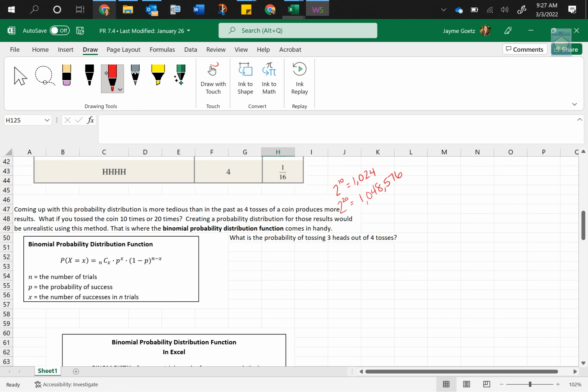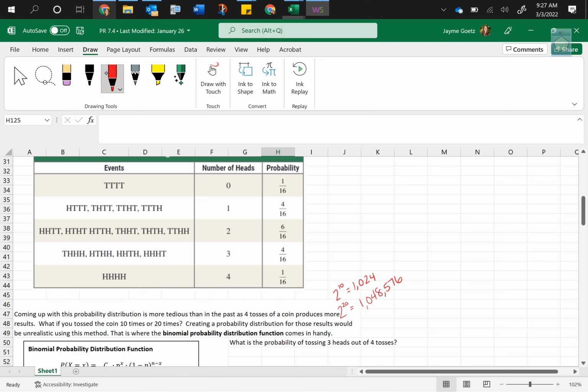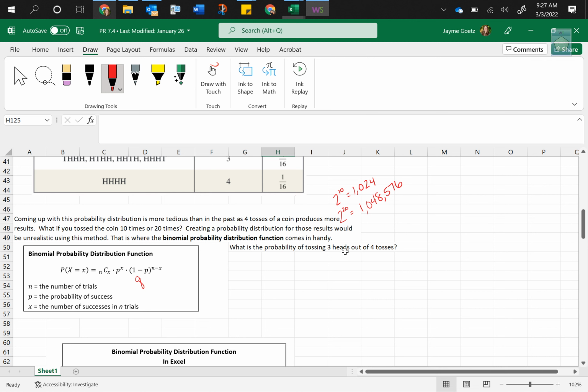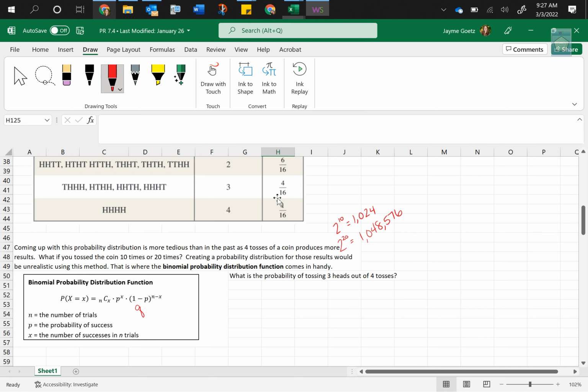So using this, instead of going all through this, let's use this over here to find what is the probability of tossing 3 heads out of 4 tosses. Before we even go on, we know the answer should be 4 out of 16 or 0.25, right? We know that. Let's see if we can use this formula to get there. So what is the probability of tossing 3 heads out of 4 tosses? So we need to know N, P, and X. We need to know all of this information to put it in this formula. So N is the number of trials. How many trials did we say we were going to have? 4. P was the probability of success. What did we already say that the probability of success was?